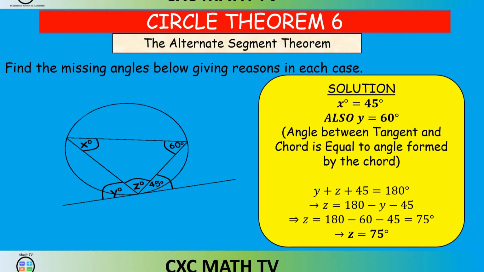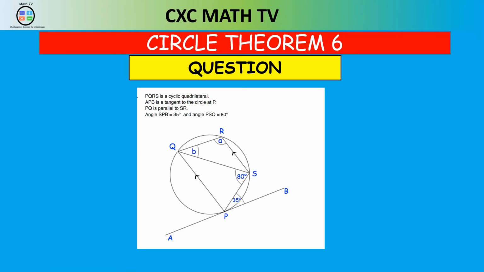Nice. Now, let's try a more intense question here. So pause the video and attempt this question. It says PQRS is a cyclic quadrilateral, APB is a tangent to the circle at P, PQ is parallel to SR, angle SPB is 35 degrees, and angle PSQ is 80 degrees. Now we need to find angle A and B on the diagram. So pause and attempt.